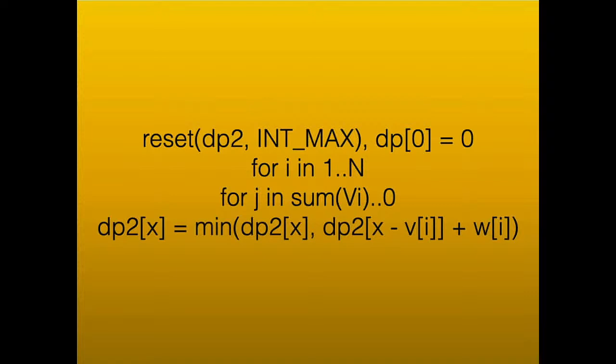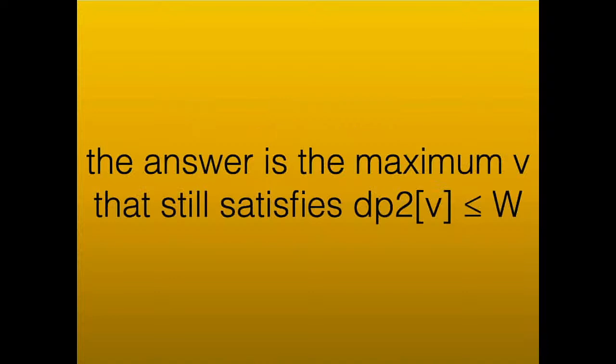Yeah, correct. So if you choose the item, you take from the x minus pi, but the weight now increases by wi. So the answer is usually just called dpw. Now you have to look to find the maximum v, but still the dp2v is less than w, right? Because you only have a bag of capacity w. So you have to look and then find this.